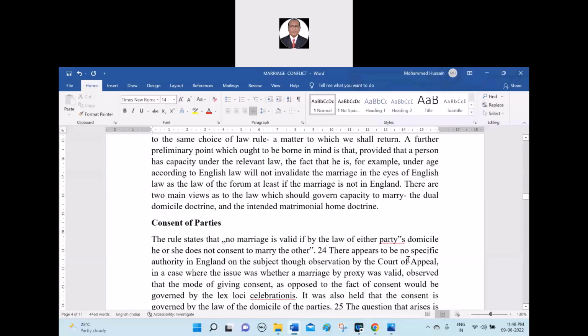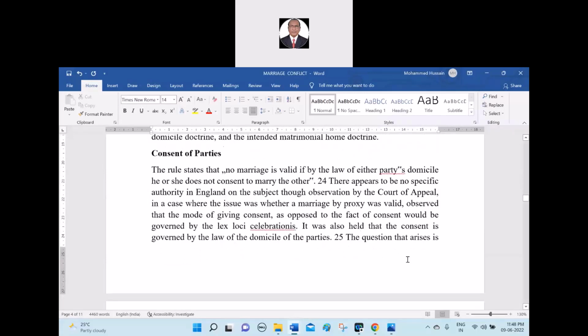Here they have given only the theoretical aspects of it. Is consent of the party necessary or not? If you see Tanzania, yes, consent should be necessary, whether a boy and a girl or a man and a woman. So the rule states that no marriage is valid if, by the law of either party's domicile, he or she does not consent to marry the other.